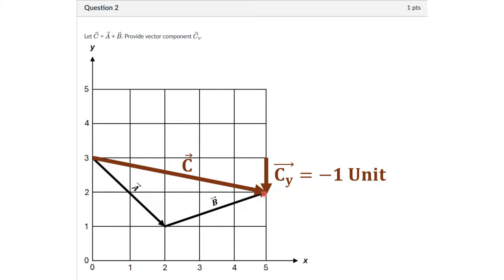In this case, it's very easy to see what the y component of vector c would be. Vector c starts at a vertical position of 3 and ends at a vertical position of 2, which means it went down 1 unit, which would be -1 unit being its y component, given that we've labeled our axes in the usual way, where the vertical axis is y and the horizontal axis is x.